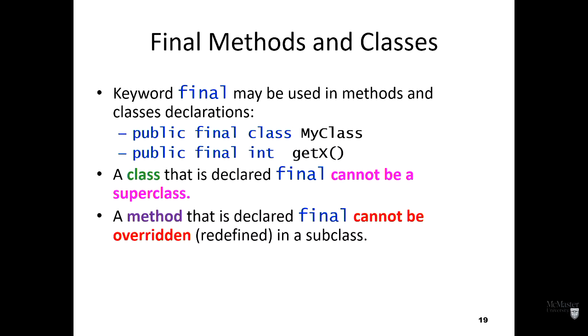A class that is declared final cannot be a superclass. A method that is declared final cannot be overridden. You remember overriding, right? A child is able to override a method in the parent by doing what? As a child, how would I be able to override a method in the parent?